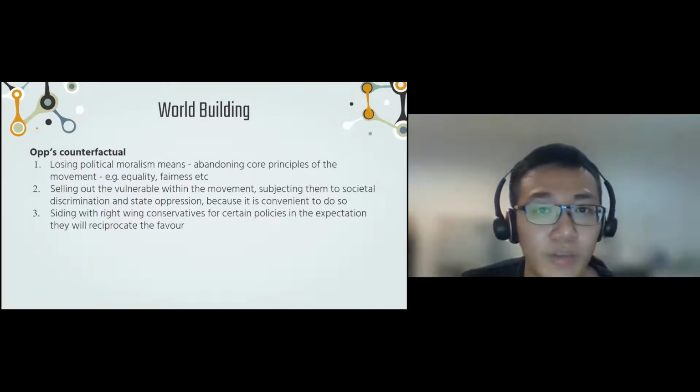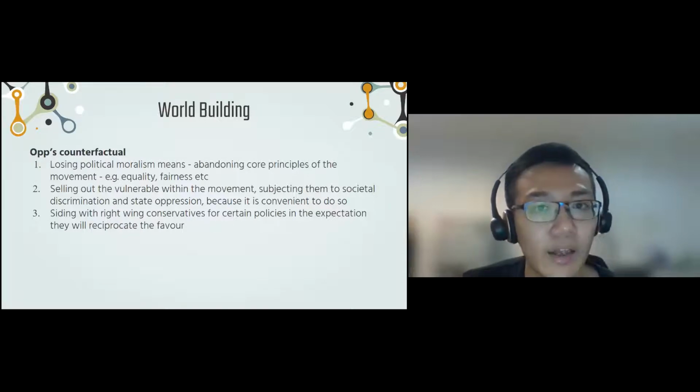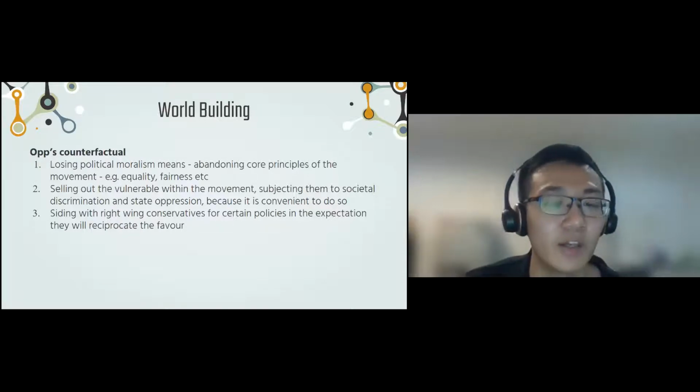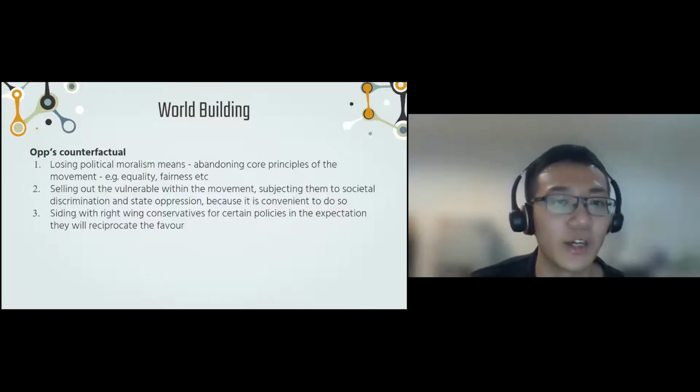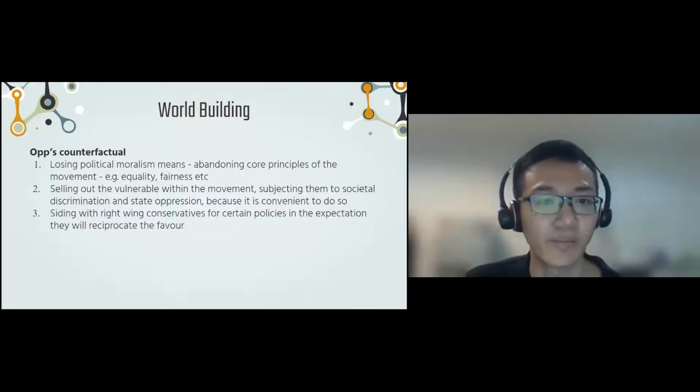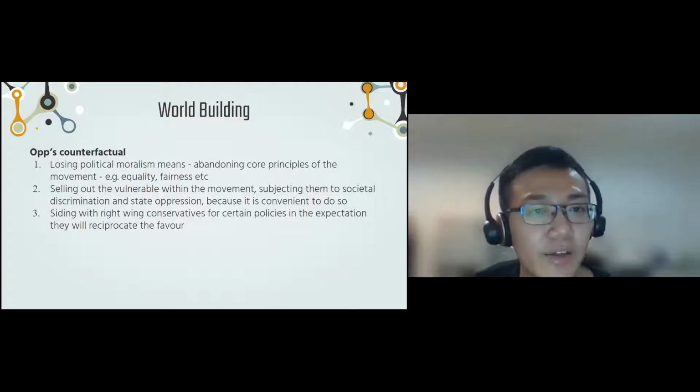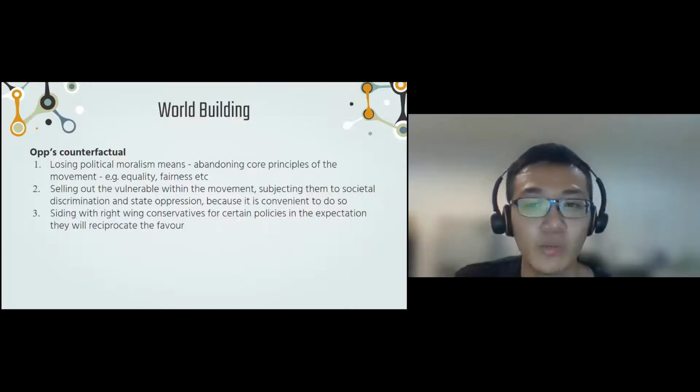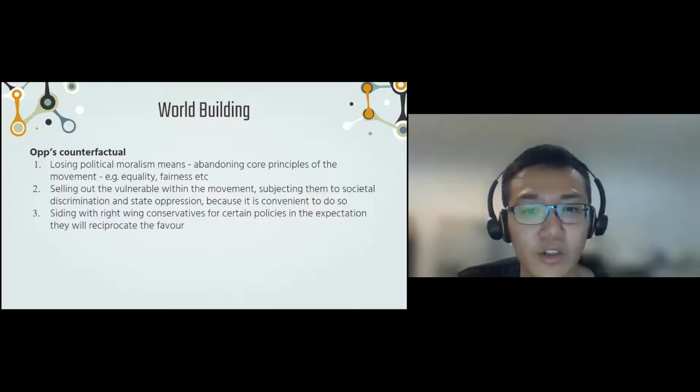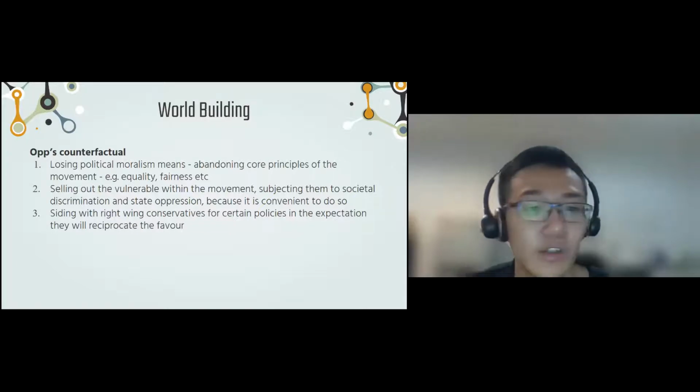Okay, moving on then to the opposition's counterfactual. And again, when I say Op's counterfactual, I mean Op's characterization of the world where you are abandoning political moralism, right? So this probably looks like abandoning the core principles of the movement, things like equality or fairness, etc. It looks like selling out the vulnerable within the movement, subjecting them to societal discrimination and state oppression because it is convenient to do so. It looks like siding with right-wing conservatives for certain policies in the hope that they will reciprocate the favor without any guarantee that they will do so in the long term.